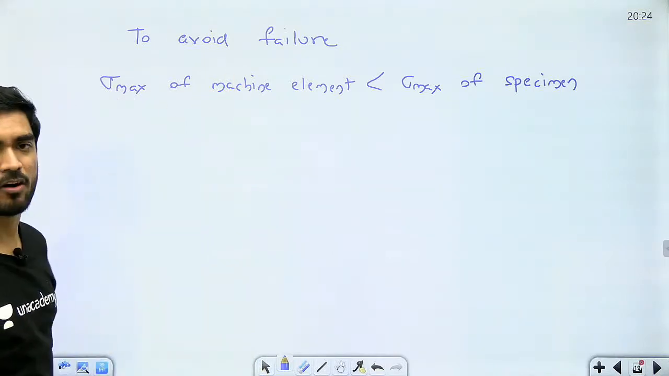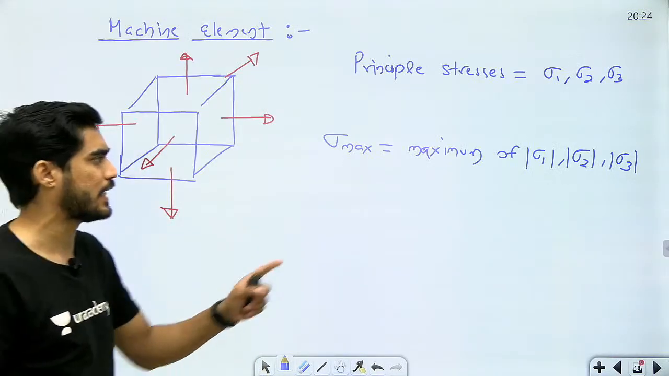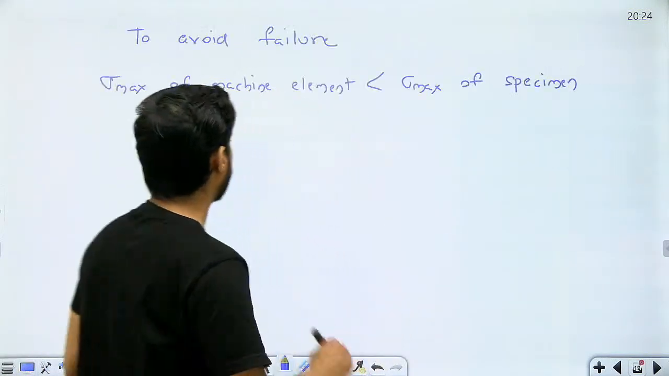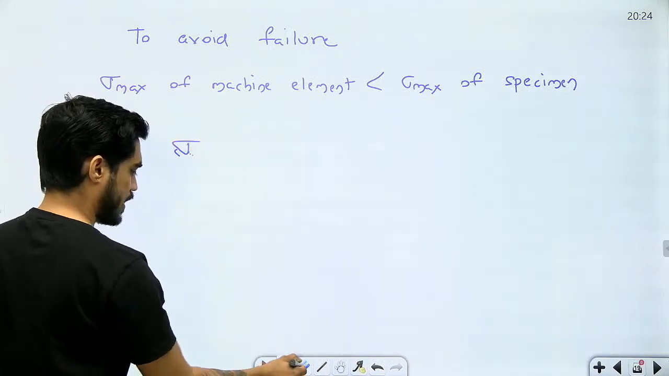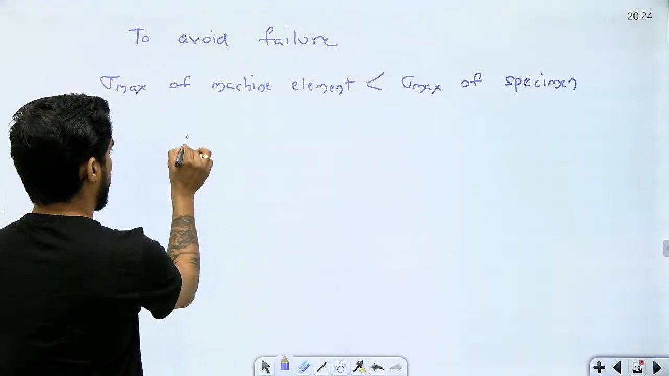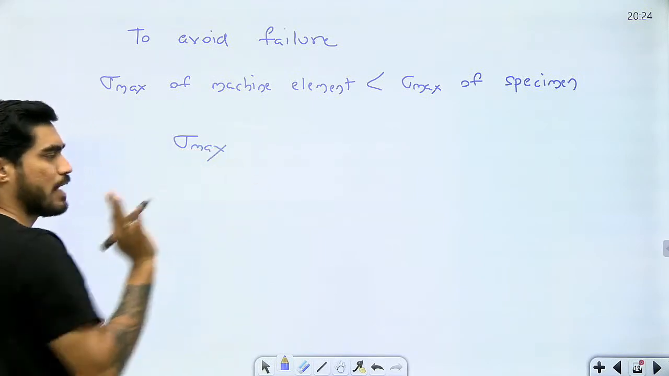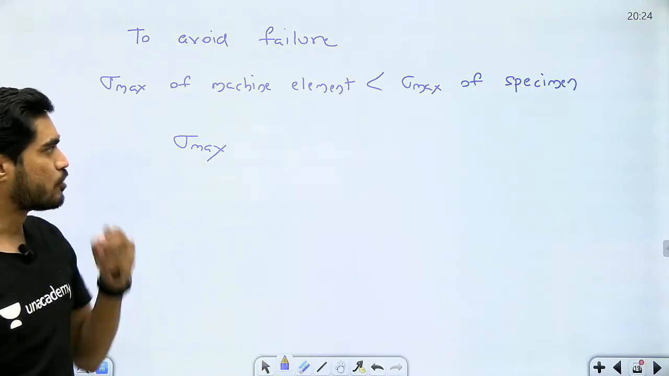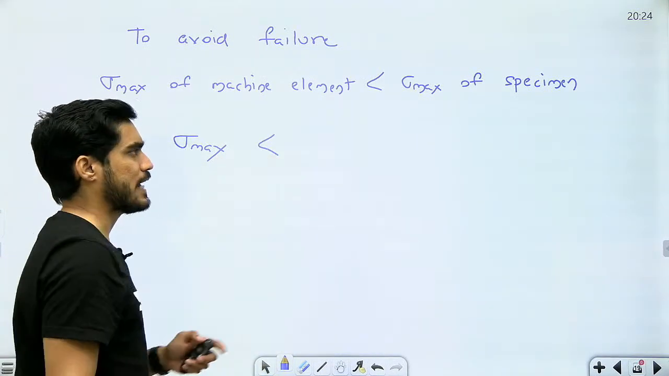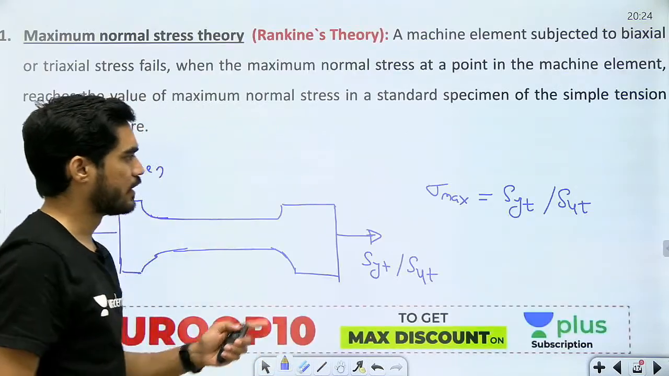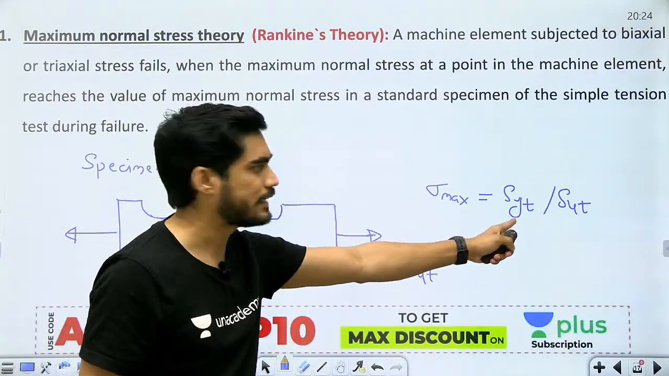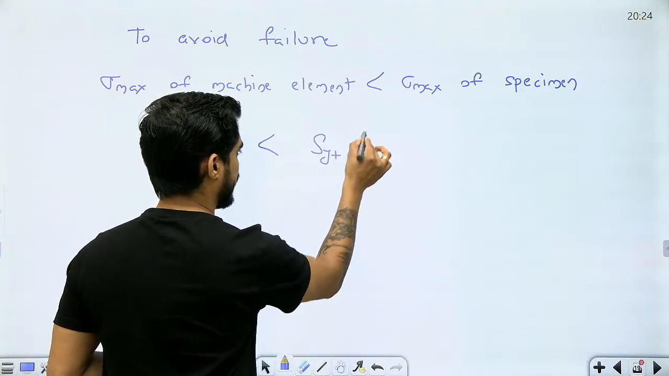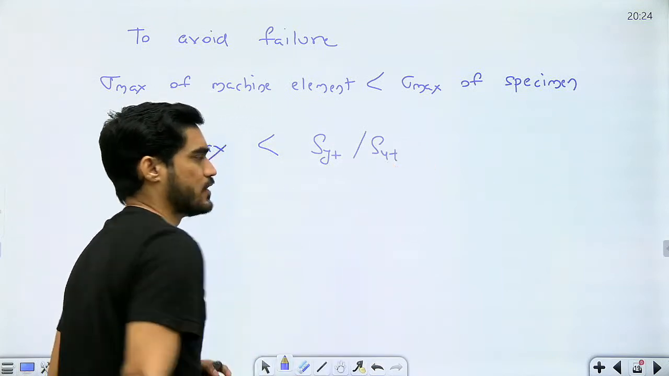Now what is sigma maximum of machine element? That I don't know exactly, because right now I don't know whether it will be sigma 1 or sigma 2 or sigma 3. So I will write it simply sigma max. ठीक है, अभी मेरे को पता नहीं है कि कौन सा बड़ा है, so I will write it simply sigma max. Okay, whichever is greater, you put that value here. So this sigma max should be less than, what is sigma max of specimen? SYT in case of ductile material, SUT in case of brittle material. So beta, I will write SYT or SUT.